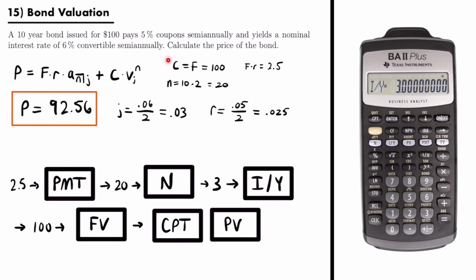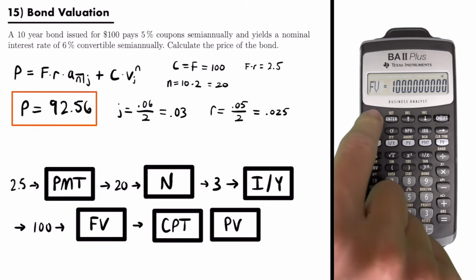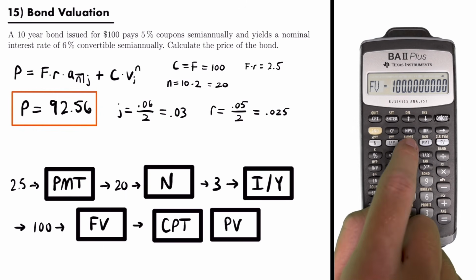And then our face value or redemption amount of $100, that is going to be our future value, right? At the end of the term for a bond, the redemption value is also paid along with any final coupons. And so that redemption value also happens to be the future value for this calculation. And so we're going to type in 100, make that the future value, and then we will hit the compute button and calculate the present value.